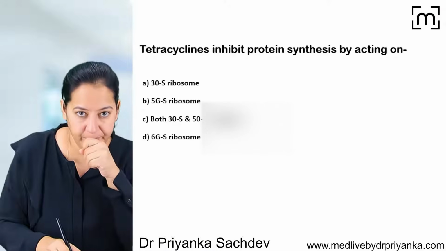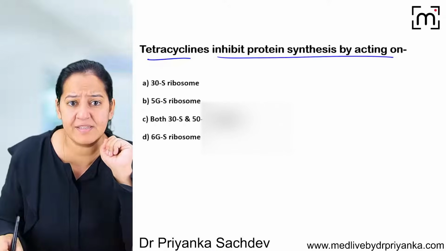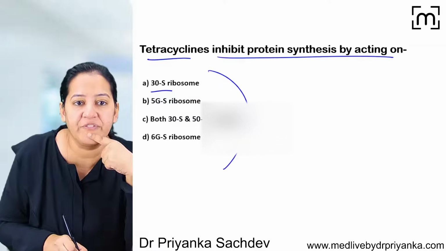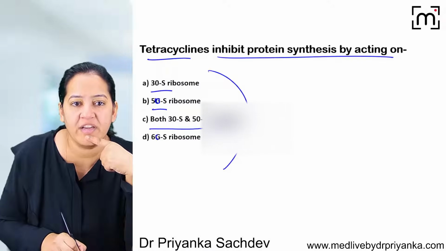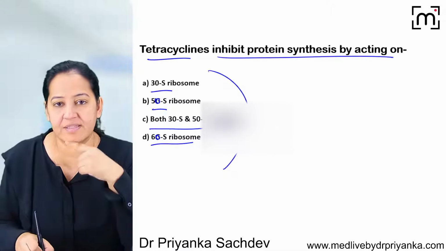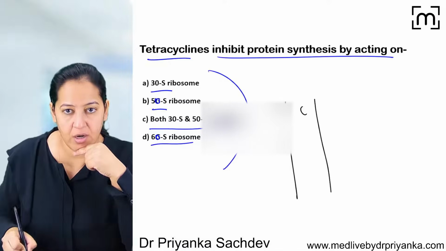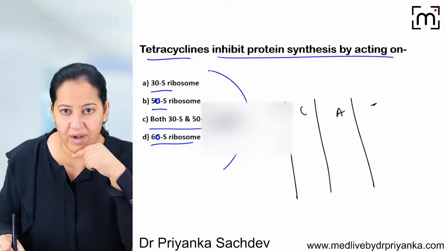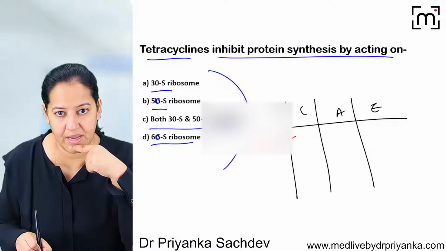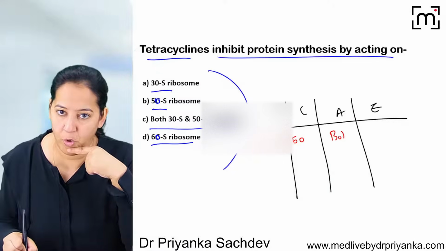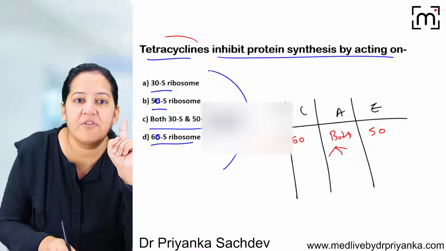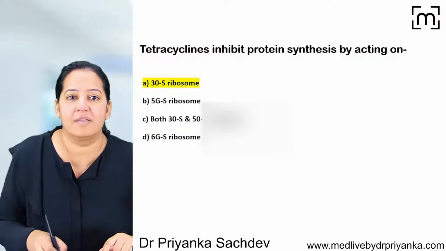Coming to the next question. Tetracycline inhibits protein synthesis by acting on which segment of the ribosome? Does tetracycline act on 30S, or 50S, or both, or 60S? Where does it act? I told you through 4 drugs: tetracycline, chloramphenicol, aminoglycoside, and macrolides, that is erythromycin. This one acts on 30S, this one acts on 50S, this one acts on both 30S, 50S and the junction, and this one acts on 50S. So for tetracycline, the answer is 30S.